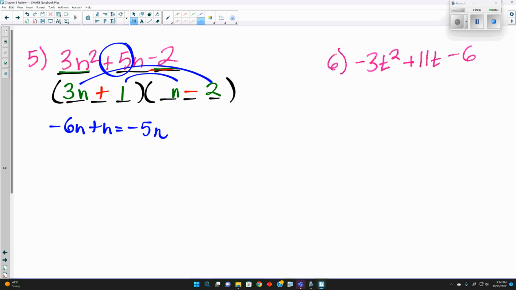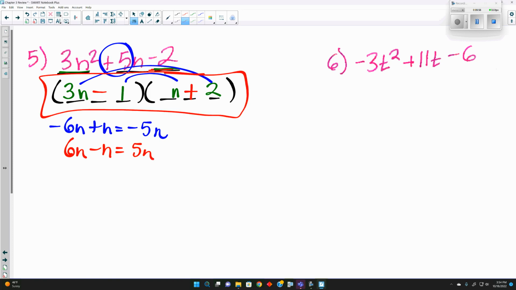But here we wanted it to be positive. So we did get the correct middle term, but we got the wrong sign. So what we can do is flip the signs, and that's going to change it here. 3n times +2 is going to be +6n. -1 times n is -n, which does give us a +5n. So those there are the factors.